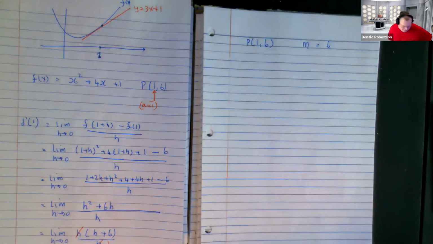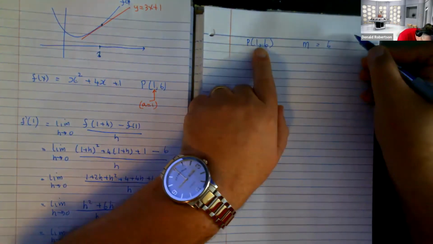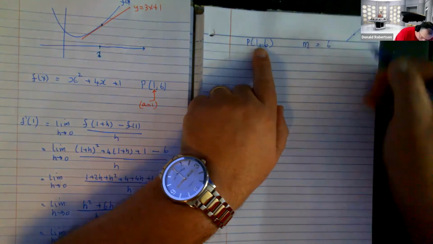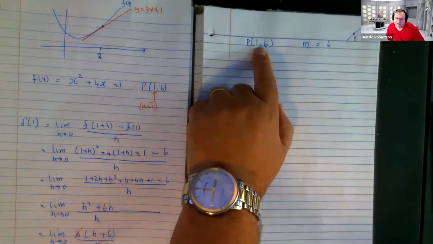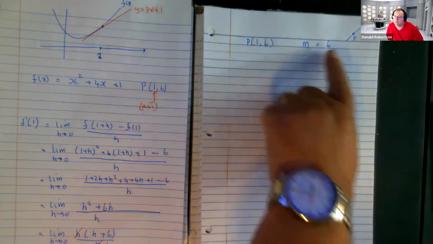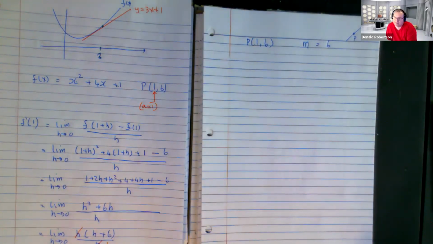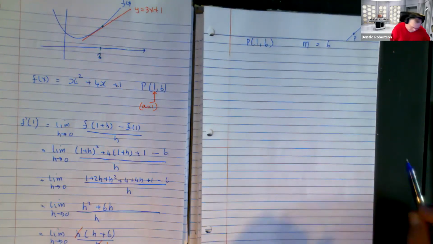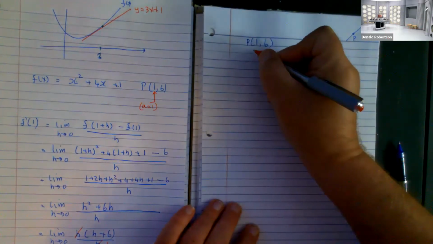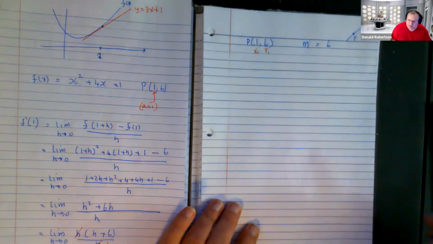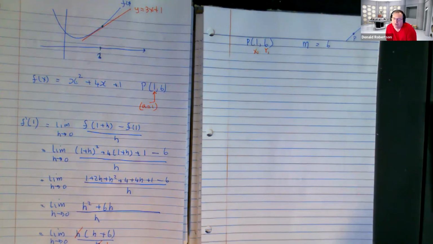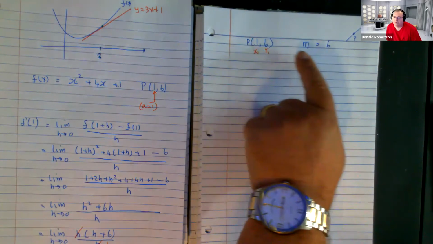And I want to find the equation of a line. Imagine that's the point (1, 6) and that's the slope. I want to find the equation of a line that passes through a given point with a given slope. We have a formula for that. If I call this point x1, y1, can anybody remember the formula for getting the equation of a line passing through a point with a given slope?